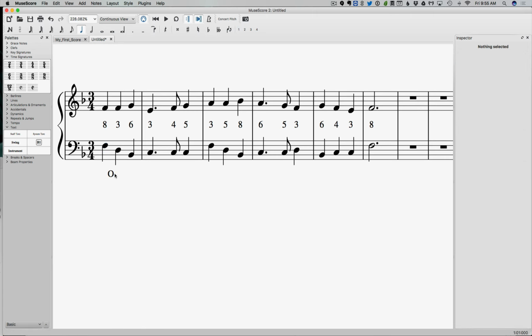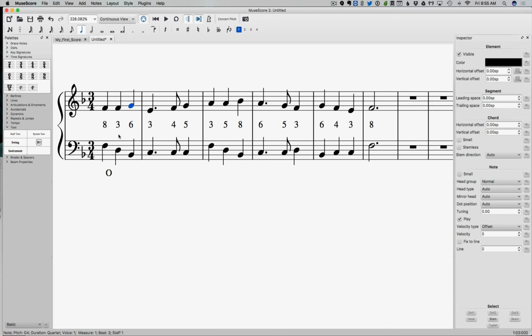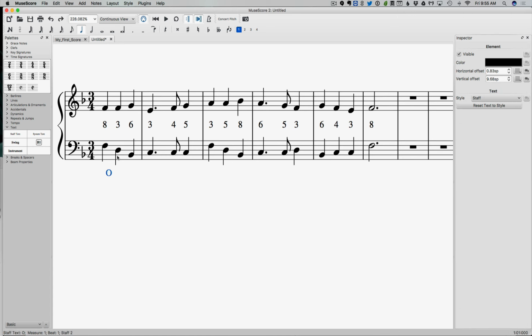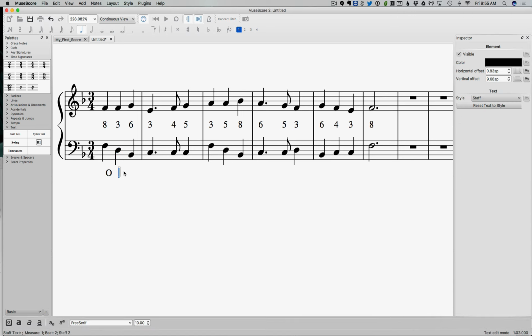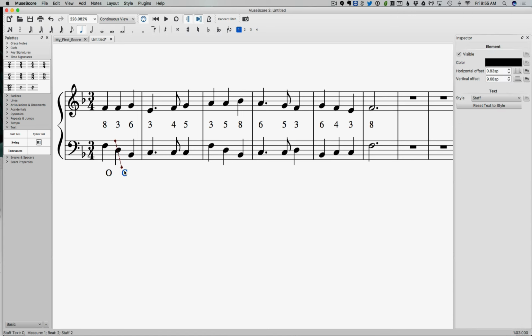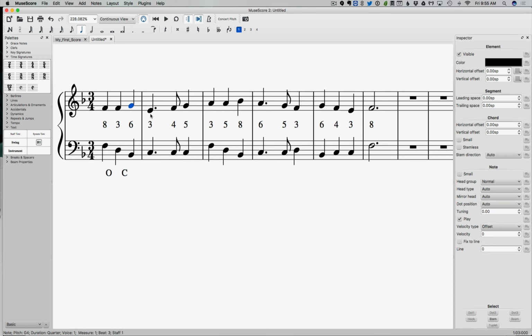So let's do this. Let's call that O for oblique motion. Let's put it at the bottom here. So between these two notes, or actually these four notes, I suppose, it's oblique motion. Right here we have contrary motion. We're going up, and this one's going down. So let's call that contrary motion. Okay, between these two, B to C, G to E, we have contrary motion again.